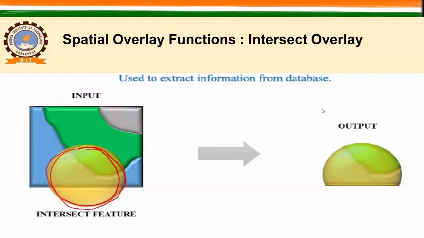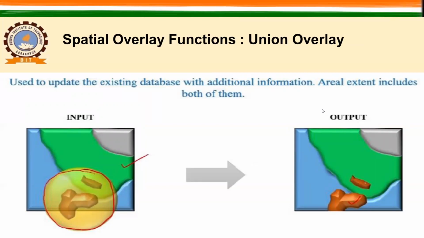After that, the next function is union overlay. Here it is used to update the existing database with additional information. So the areal extent includes both of them. Here you can see this is the input and this is basically your other layer. What you want to do is union them. Then the output will have these features plus the original features, right? So both are updated. This kind of application you can think of when you are working in GIS.